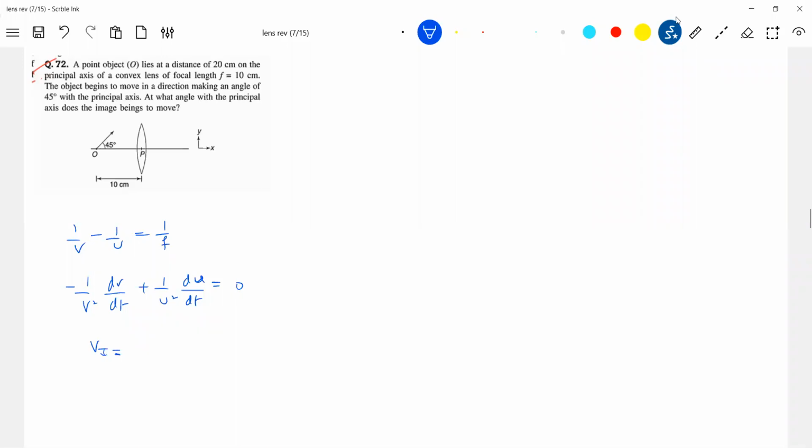So this should become equal to v by u whole square with a negative sign, vo. This is all the velocity of image with respect to lens. If the lens is moving, bring that also. So shall I write? VIL x equal to v by u whole square, VOL x.